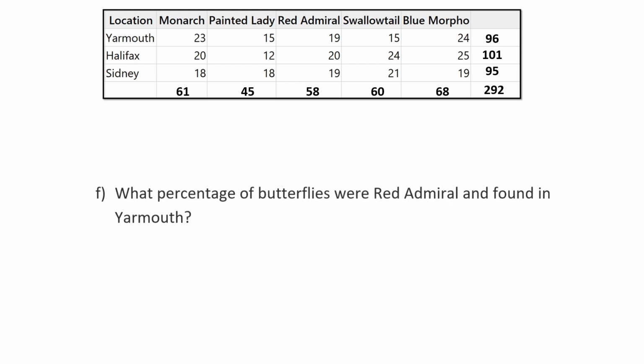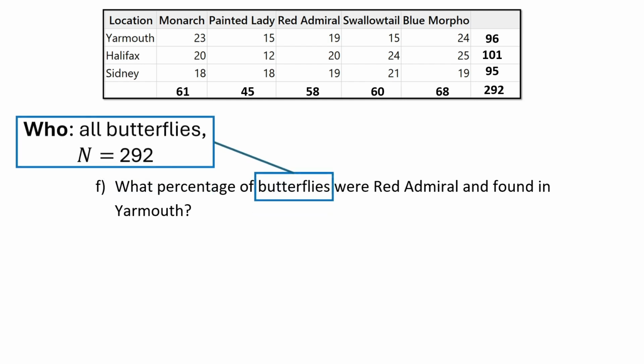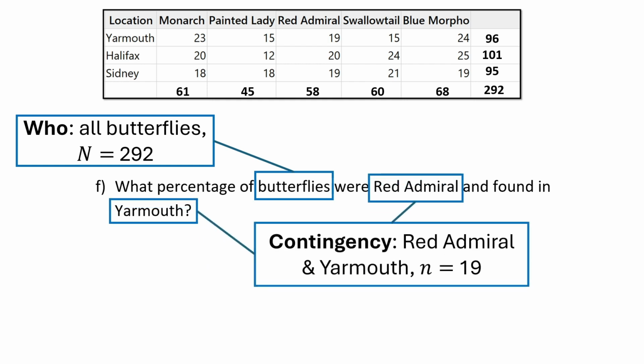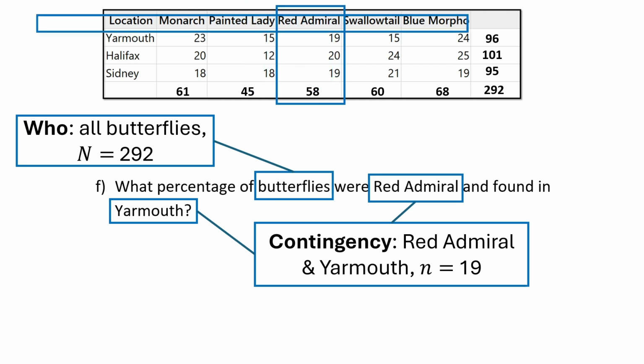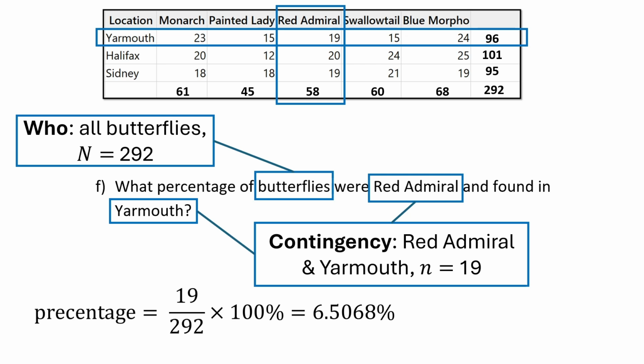Next one, we're looking at what percentage of butterflies were red admiral and found in Yarmouth. So here too, we're looking at a situation where we have a contingency. The who is all butterflies. The contingency consists of the 2 conditions, red admiral and Yarmouth. And so we look at the row for Yarmouth and the column for red admiral, and where they intersect, that's 19 in this case out of a total of 292 butterflies. And so we get our percentage.